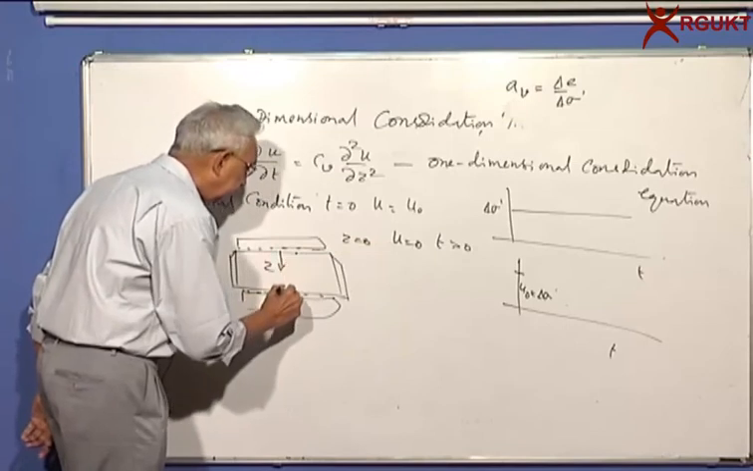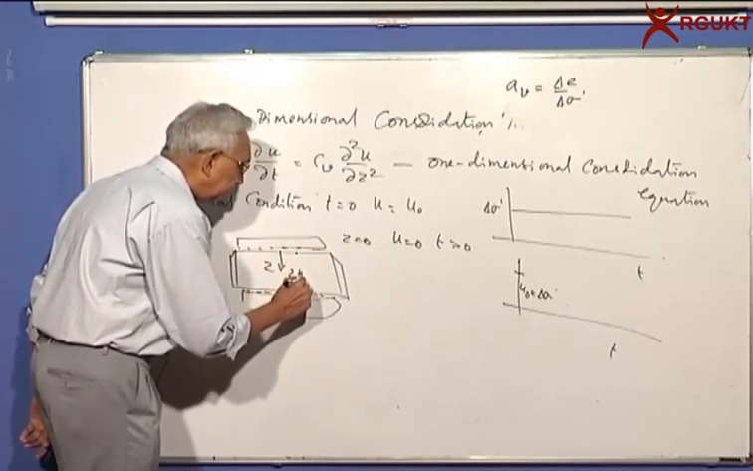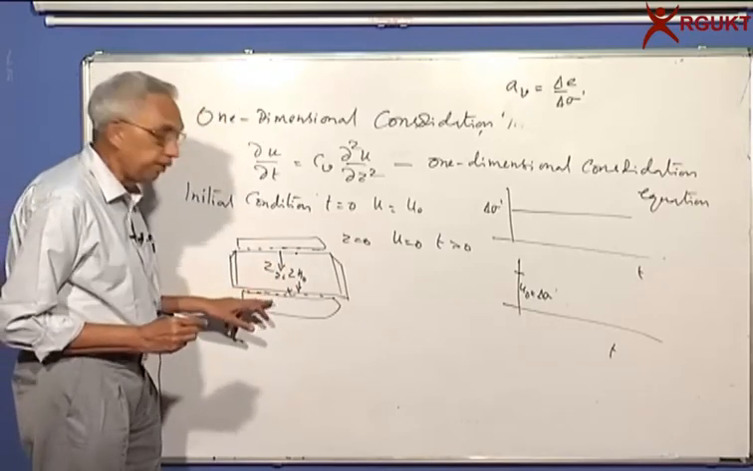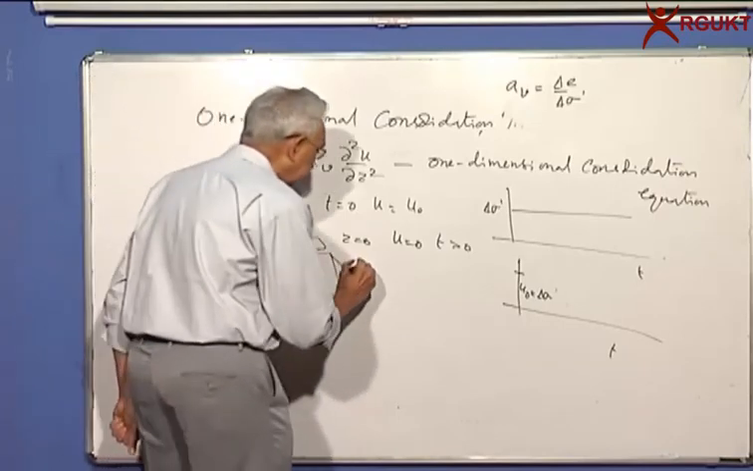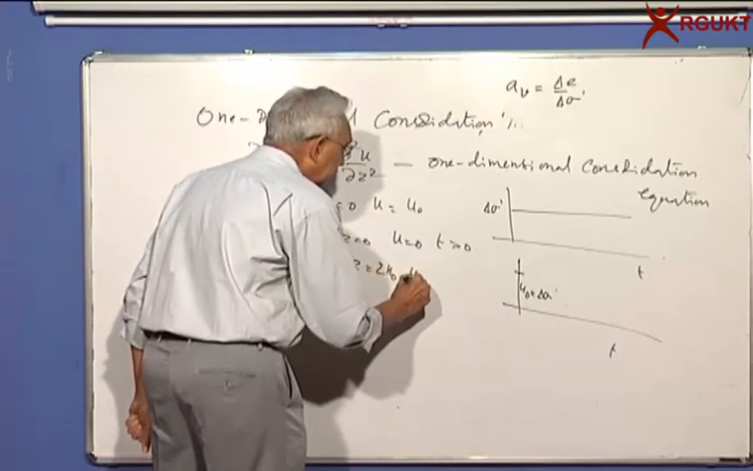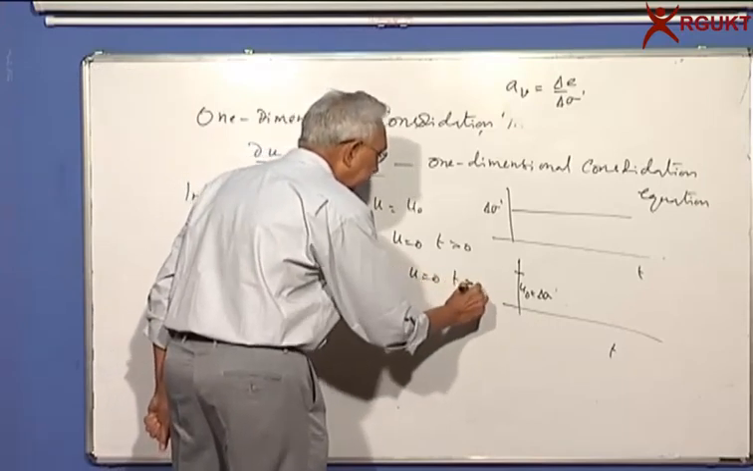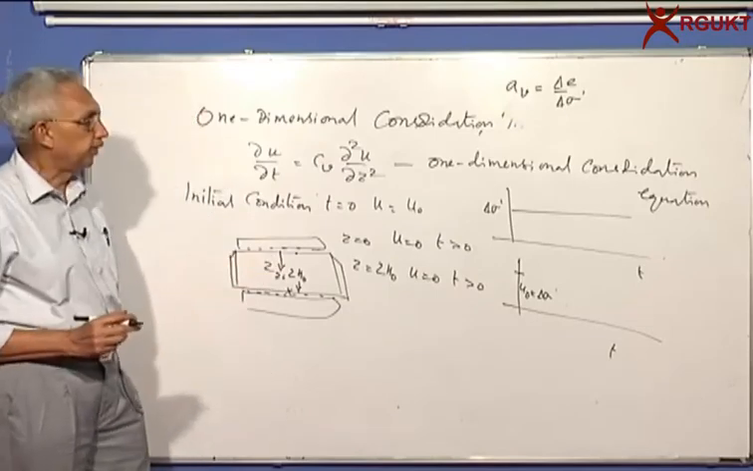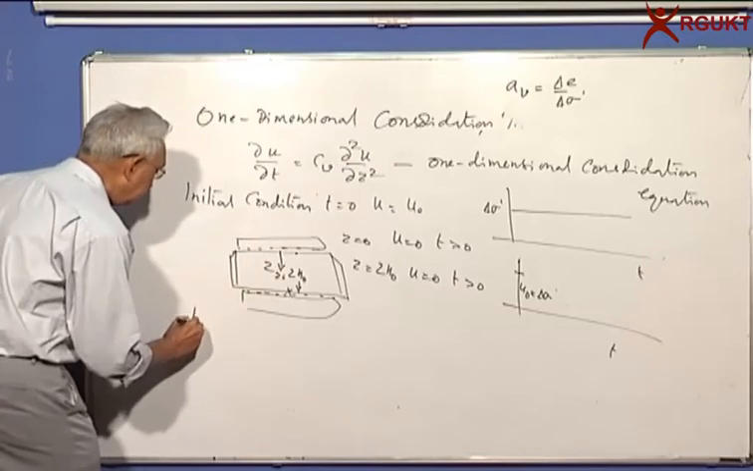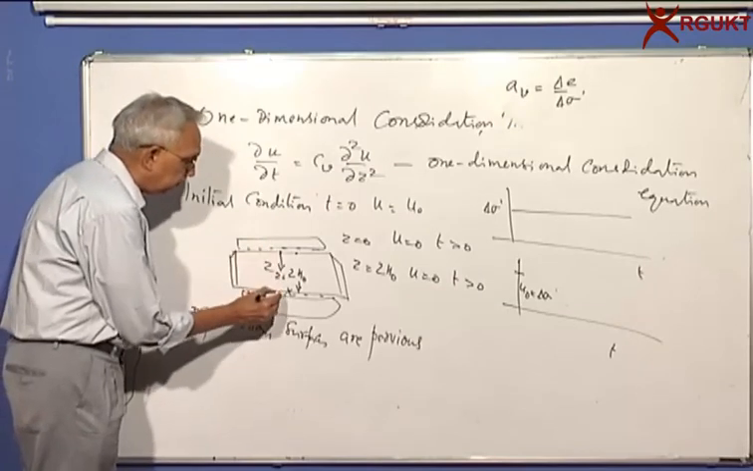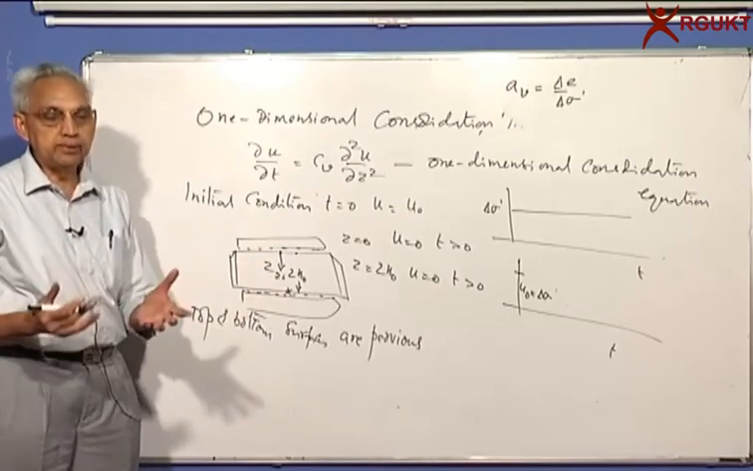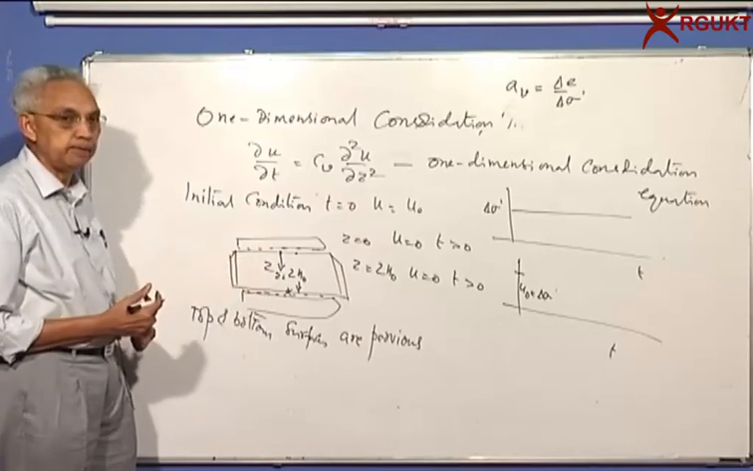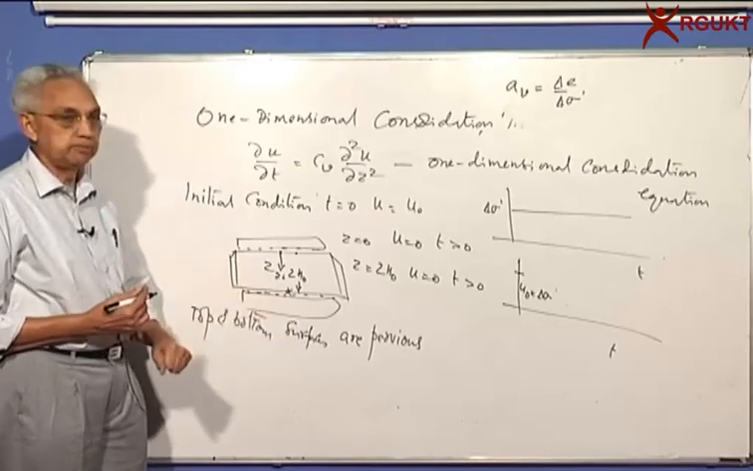Can I say that the same thing is true in this case? We'll say 2H naught, for example, at the bottom, because it's also pervious. At z equal to 2H naught, u is equal to 0, t greater than 0. What it means is that at the two pervious boundaries, top and bottom, please remember there is no resistance at all, which means all the flow can take place immediately. If that is so, pore pressure becomes 0.